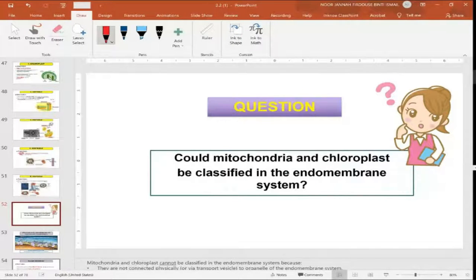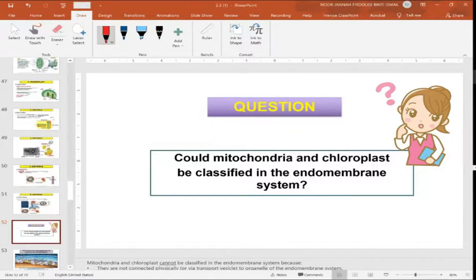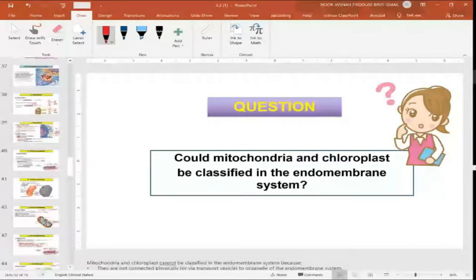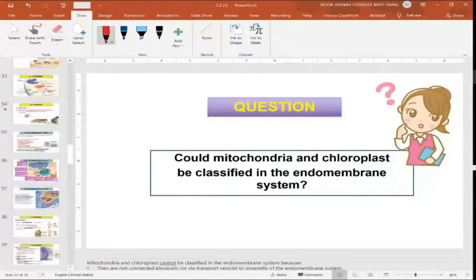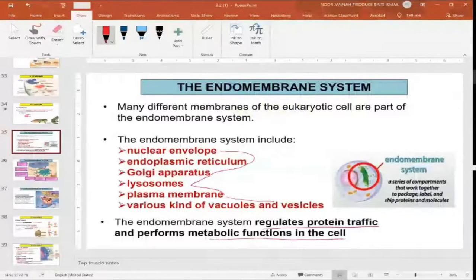Could mitochondria and chloroplast classify in the endomembrane system? What do you think? Are they included or not? I think yes. Why? Because mitochondria dia ada membran luar, membran dalam. Sure. Okay, kita tengok balik endomembrane system tadi.